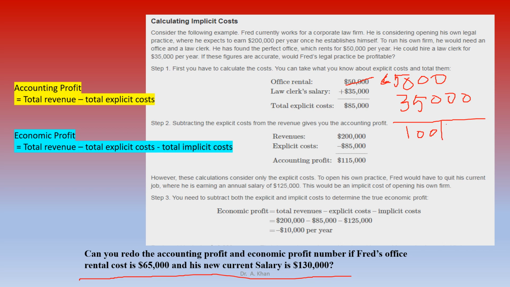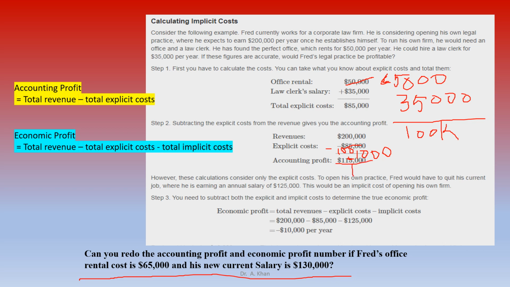So then what happens? 200,000 minus 100,000, right? 200,000 minus 100,000 will give us 100,000, right? So his new accounting profit will be 100,000, right? It will be a 1 and five zeros, 100,000, right?